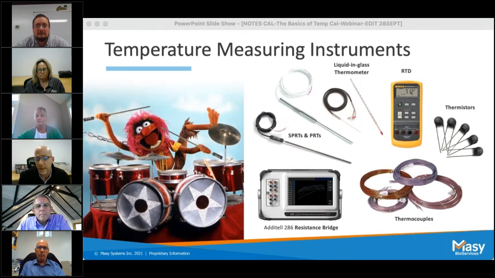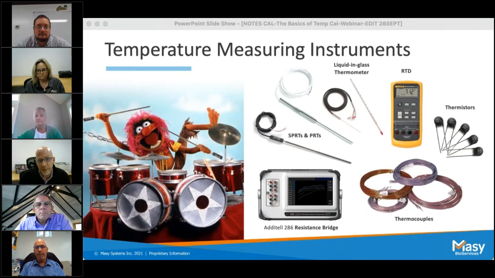Some other instruments, thermocouples, are a great instrument to use. It's an electrical device that uses two dissimilar electrical conductors, and they form an electrical junction. It produces a temperature-dependent voltage as a result of the Seebeck effect, and the voltage can be interpreted to measure temperature. These things are super inexpensive, very easy to use, and depending on which one you get, can be very robust for the application that you need them for.